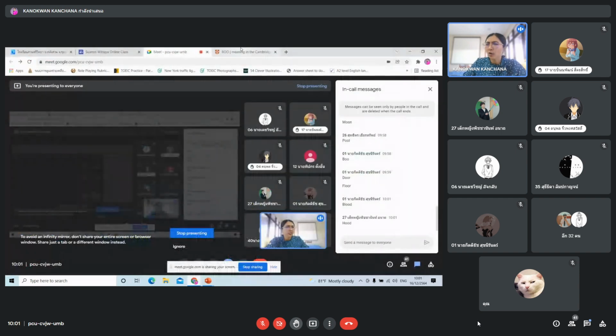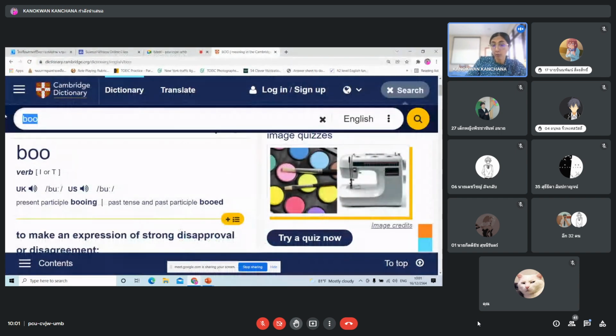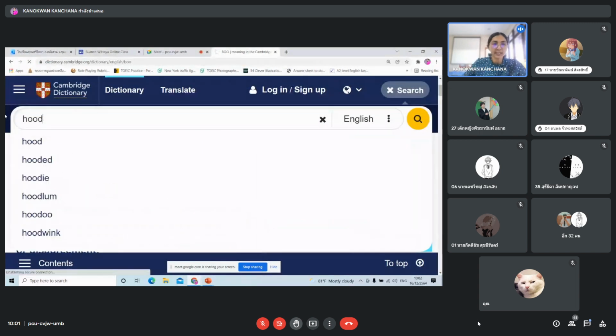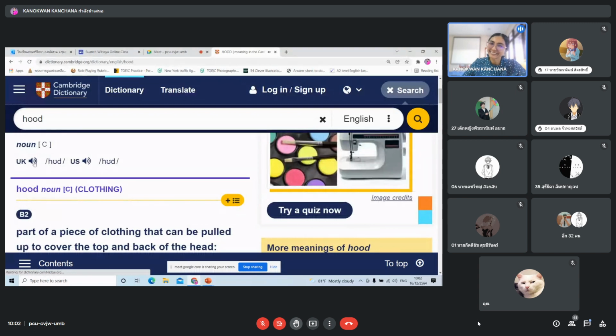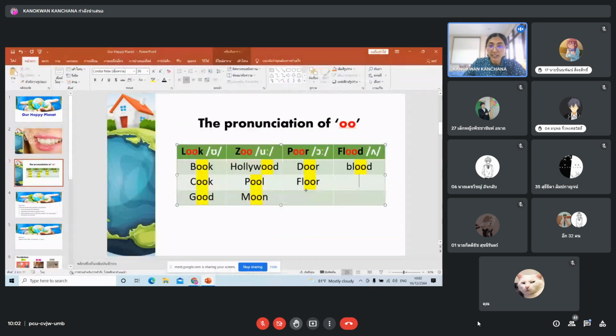Is that hood? Is that heart or hood? So let's take a look at this one. Hood, hood, hood. So this one will be on this side, okay, with hood. So thank you very much. This is a very good example.